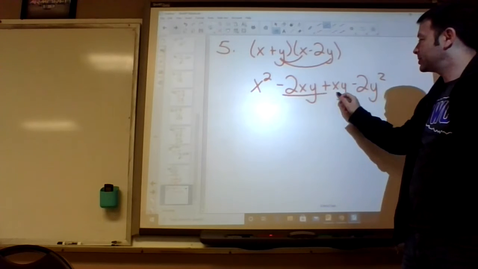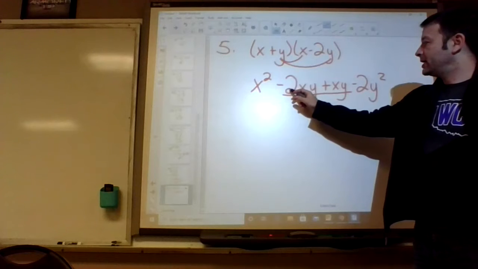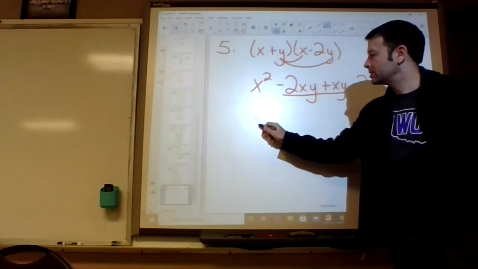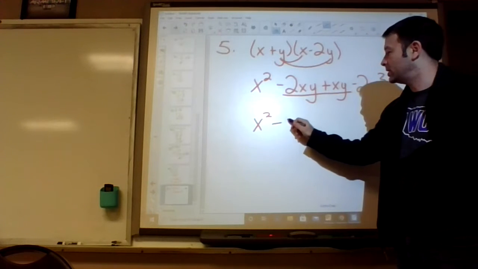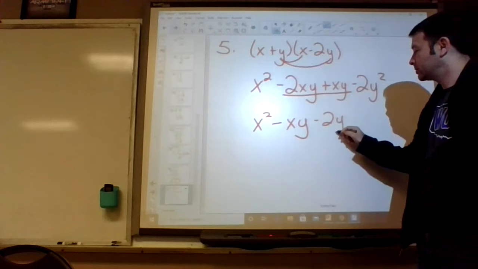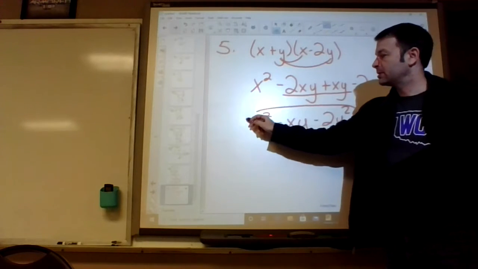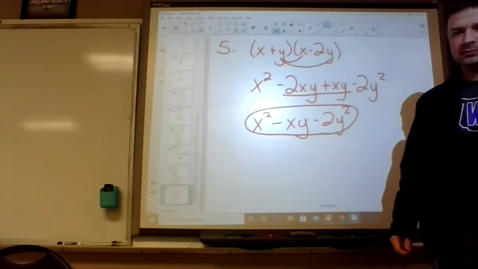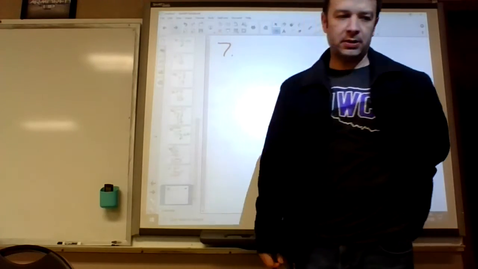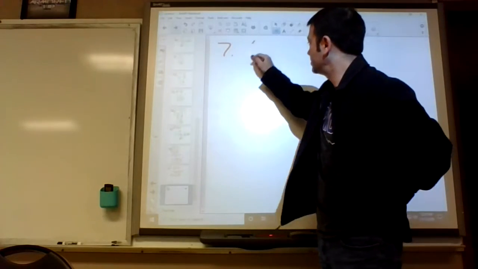The middle 2 terms are going to add together. Negative 2 plus 1 is negative 1. So it's x squared minus 1xy minus 2y squared. That's number 5. Alright, number 7, (c + 3)(c + 3).